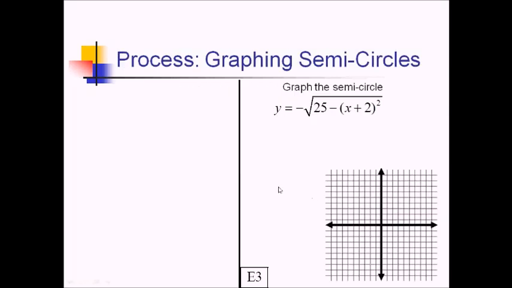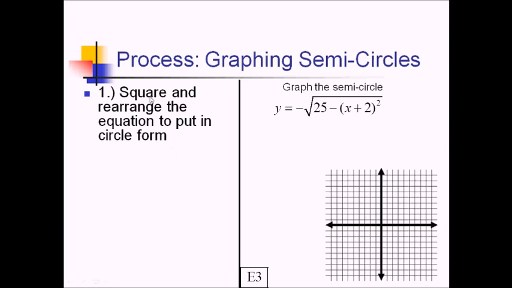Now that we know how to graph a circle, we're going to talk about graphing a semicircle, which can also be important. To do this, we first have to square this and rearrange to put it in circle form. We're going to pretend it's a circle. It's really not, but we're going to make it look like a circle just to help ourselves out. So squaring both sides, I've got y squared equals just 25 minus quantity x plus 2 squared. Next, I'm going to add this x stuff over to the left side. And now I have what looks like a circle. Again, we know it really isn't, but we're going to graph it like it is for at least half of it.